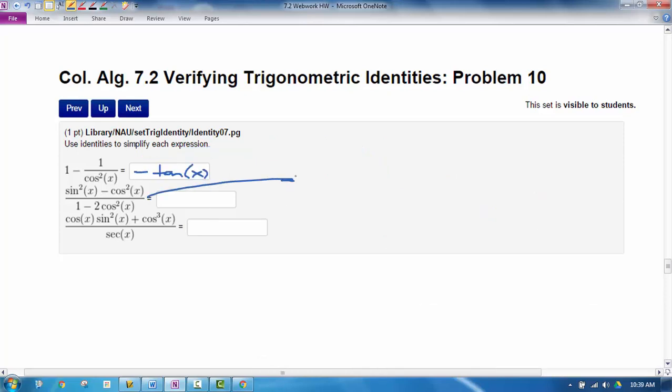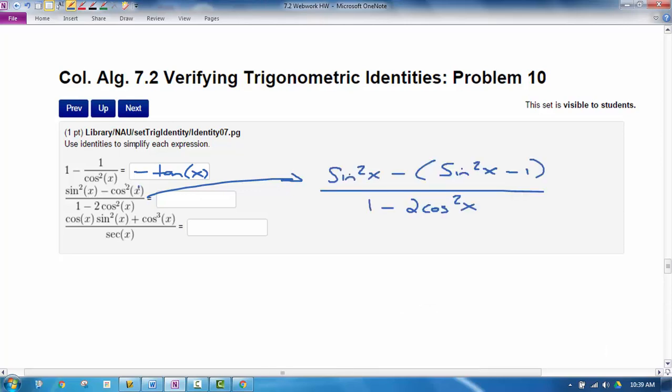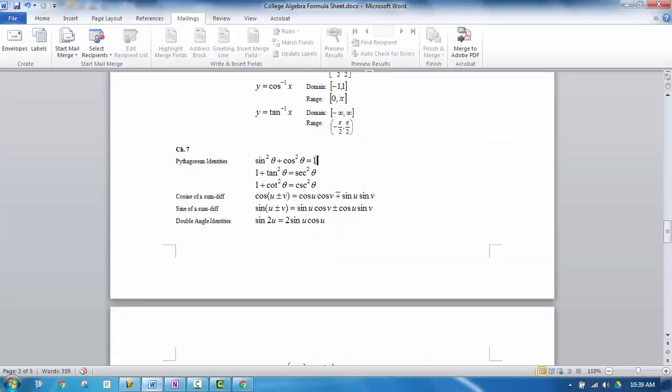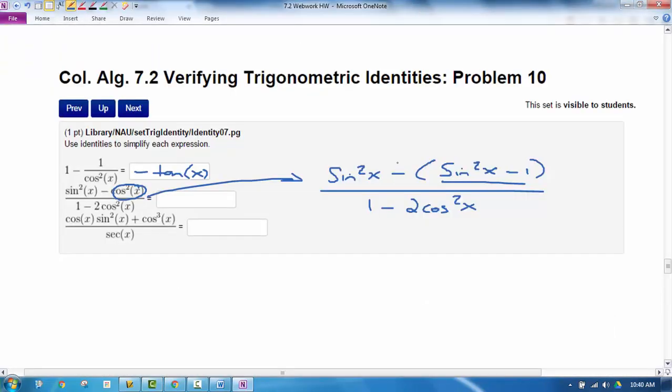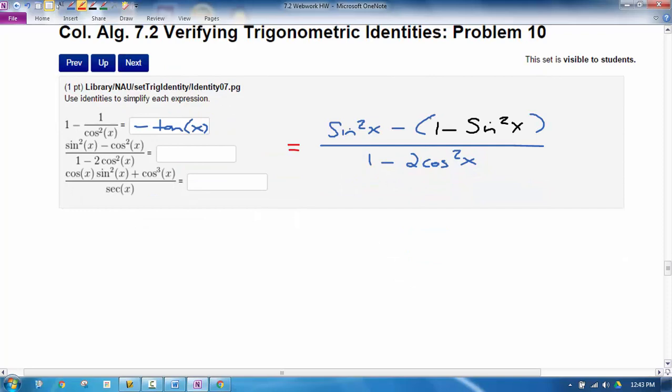So the next one, I'm going to rewrite the top. I'm going to rewrite cosine squared as this right here, because that's right on your formula sheet. If I subtract cosine over and subtract 1 over, I get this. And then if I distribute the negative, the signs would cancel, and I'd get positive 1 in the top. Actually, I had this wrong. This should be 1 minus sine squared if you look at the formula sheet.